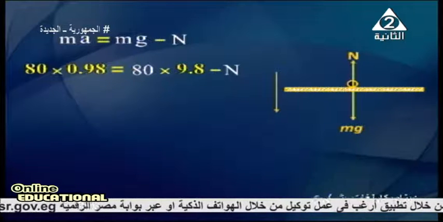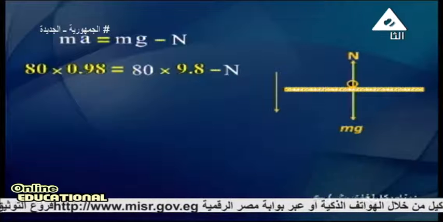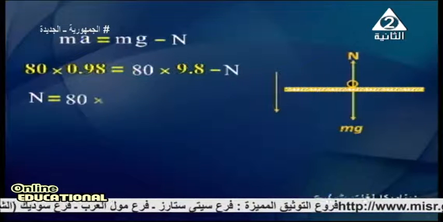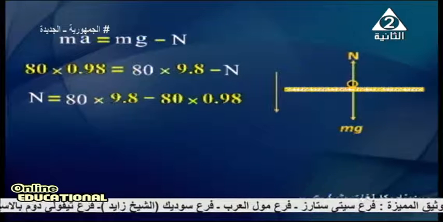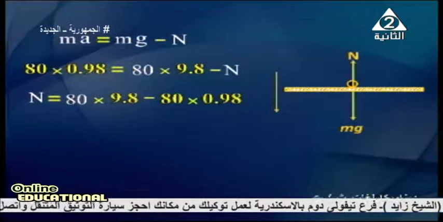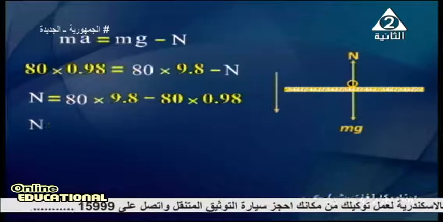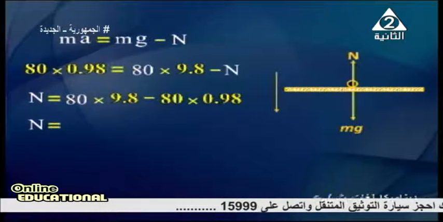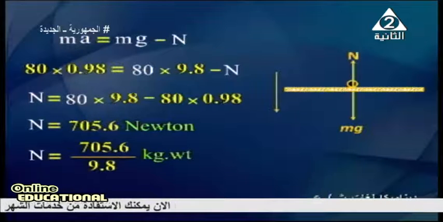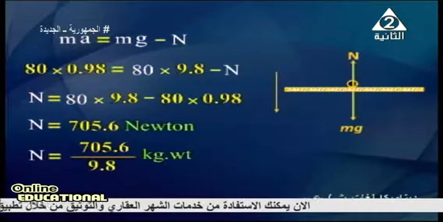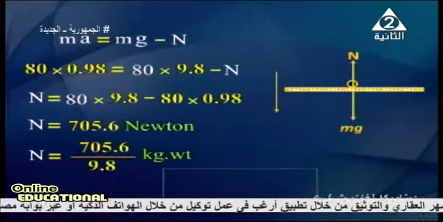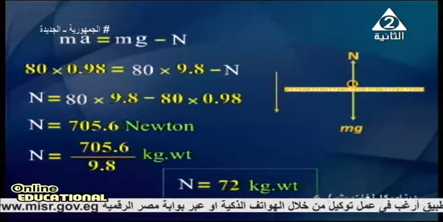Now we use units of Newton for the force N. Then N equals 80 times 9.8 minus 80 times 0.98. Then N equals 705.6 Newton, which equals 705.6 divided by 9.8 kilogram weight, or N equals 72 kilogram weight.